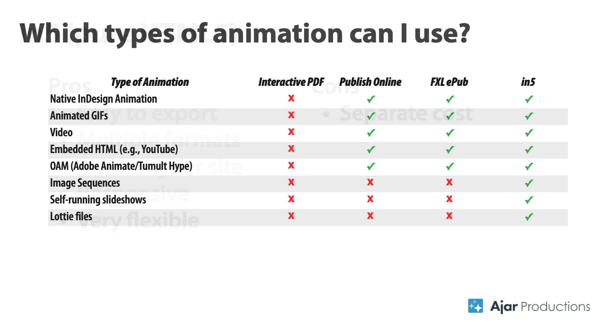And if we compare all these formats in a table, you can see, just for the sake of comparison, I have Interactive PDF on here. It doesn't support any of these. It never did, not even when Flash was there, except that you could maybe put some of these things in a Flash file and then put it inside PDF. But again, we're not going to do that these days, so you'll want to look at the three formats on the right. You can see that Publish Online and Fixed Layout EPUB support the things you can create natively in InDesign, and In5 supports some additional options, giving you a lot more choices for the types of animation you create.